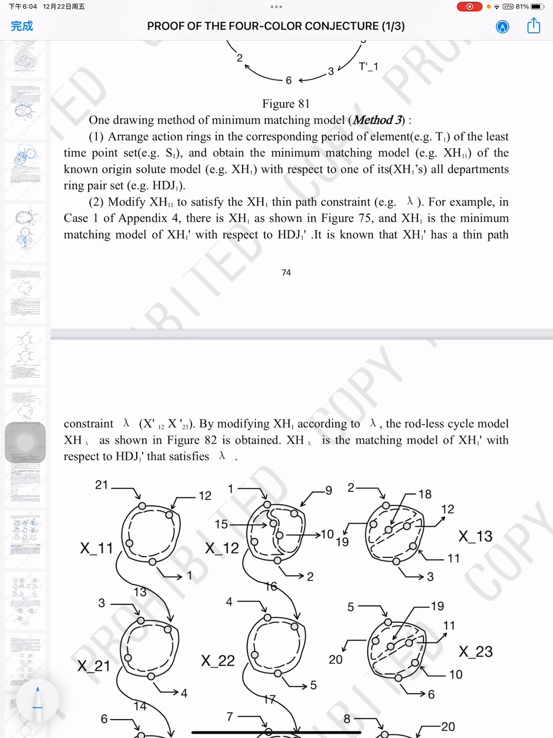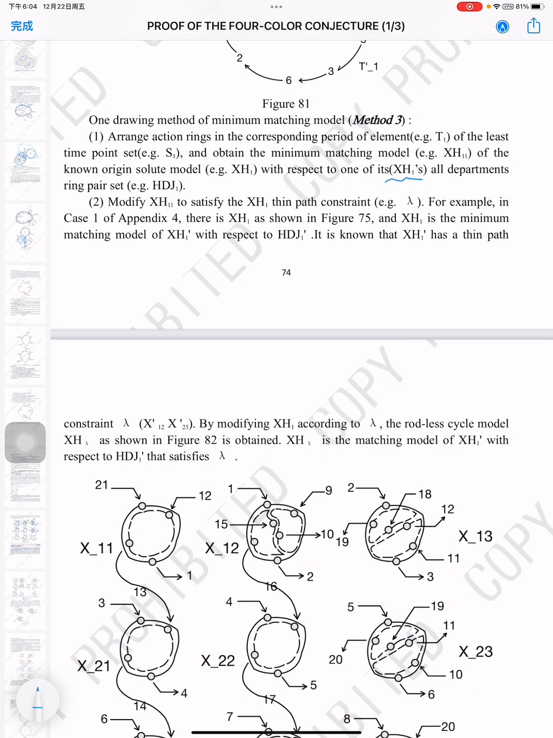Method 3. 1. Arrange action rings in the corresponding period of elements, e.g., T1 of the least time point set, e.g., S1, and obtain the minimum matching model, e.g., XH11 of the known origin slot model, e.g., XH1, with respect to one of XH1's all departments ring pair set, e.g., HDG1. 2. Modify XH11 to satisfy the XH1 same path constraint, e.g. lambda.